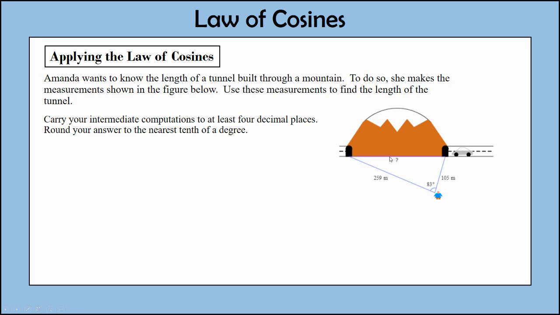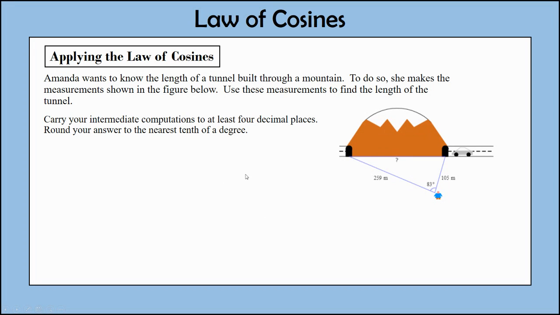Last example, pretty much the same as the kite here. But Amanda wants to know the length of the tunnel that's built through this mountain. So there's a road here and the tunnel's going through this mountain. To do so, she makes measurements in this figure below. She doesn't know the distance of this tunnel in the mountain. She knows that she's standing here and it's an 83-degree angle between one opening of the tunnel and the other opening of the tunnel. The distance to this opening is 105 and the distance to this opening is 295. And we want to find that length.